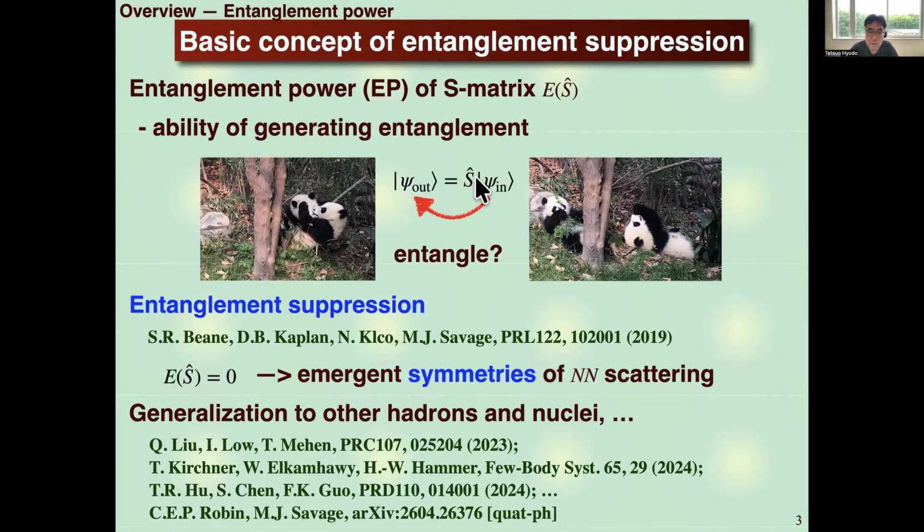But the basic idea is focusing on the entanglement nature between the initial and the final state. We can talk about the property of some hadron scattering. Now, this was started from the two-nucleon scattering, but later on, there are some applications to, for instance, other hadron scattering or some few-body nuclei scattering systems, and even some applications to exotic hadrons. There is some recent review article not only covering this entanglement suppression idea, but also covering some general aspects of quantum information science in the application to high-energy physics that has been given in this paper.